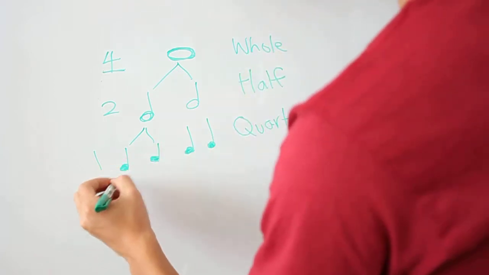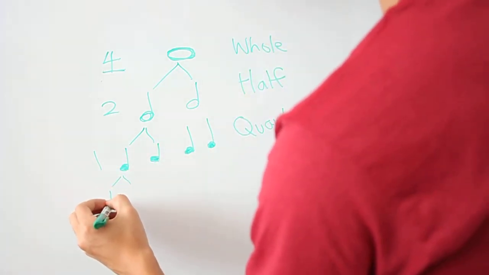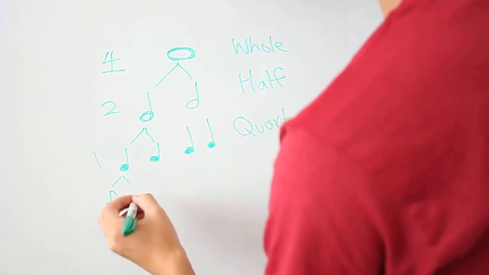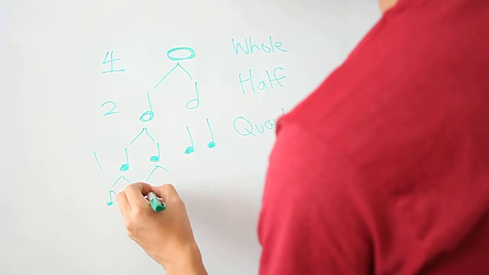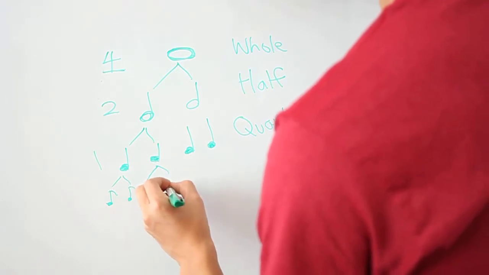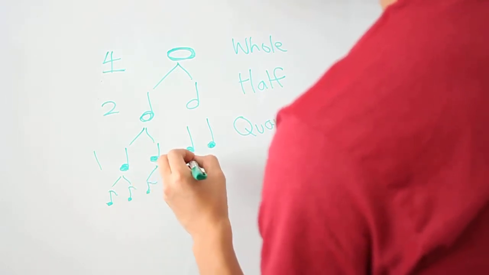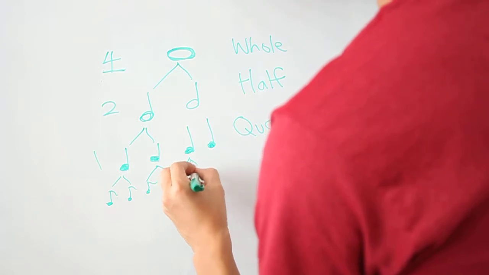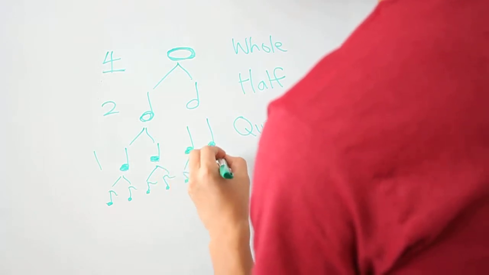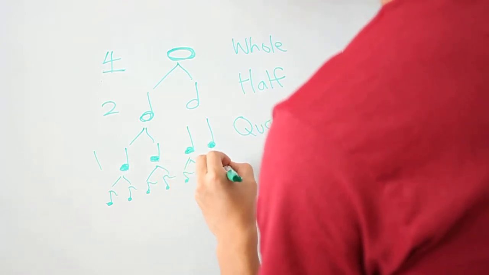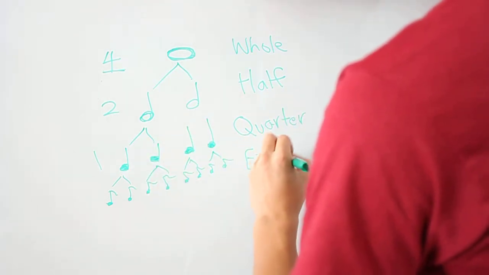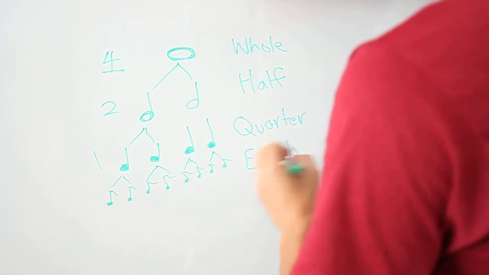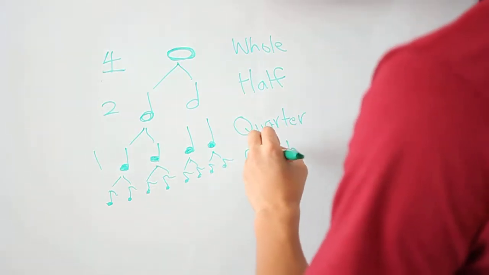And then finally, you have eighth notes, which is the same as a quarter note, but you just add a flag to the top. This means that in the same space of 1 quarter note, you'll have 2 eighth notes, which means that in the space of 1 half note, you'll have 4 eighth notes, which means that in the space of 1 whole note, you'll have 8 eighth notes, which is where it derives its name. Eighth.